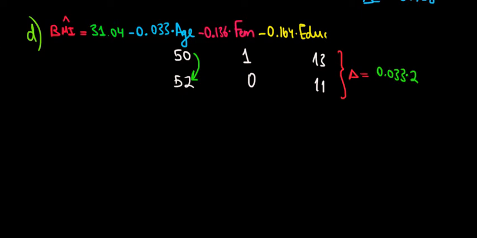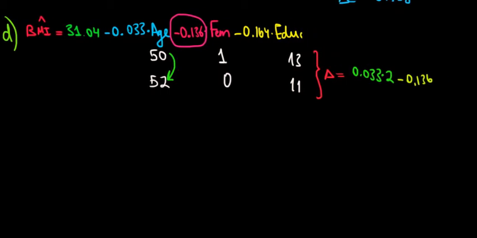Now, we're dealing with a woman in the first case, so her BMI tends to be lower than a man, and we're comparing it with a man, meaning that the difference in BMI is going to be 0.136 units lower, so minus 0.136. And finally, the difference stemming from education: we're having 13 years versus 11 years of education, and the woman has 13 years of education, meaning that she is more likely to have a lower BMI, because more education decreases BMI according to this model. We're going to have a difference of minus 0.164 for 2 units, so multiplied by 2.